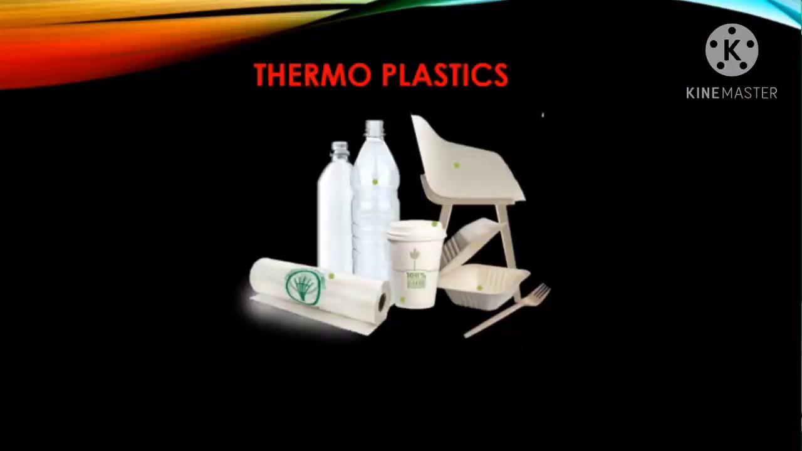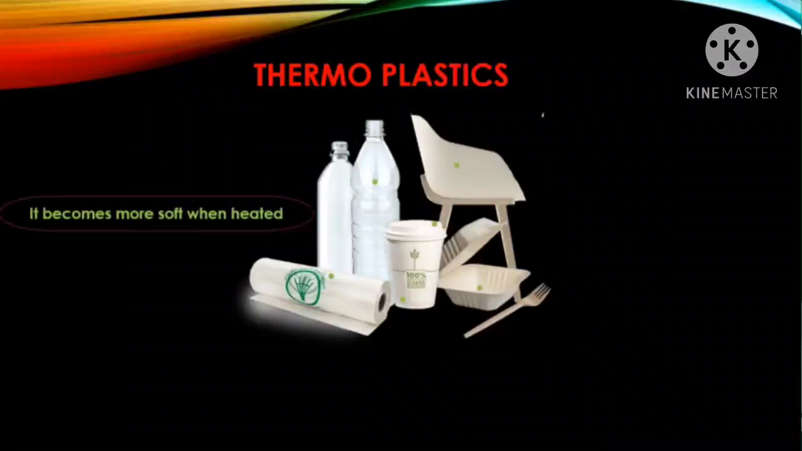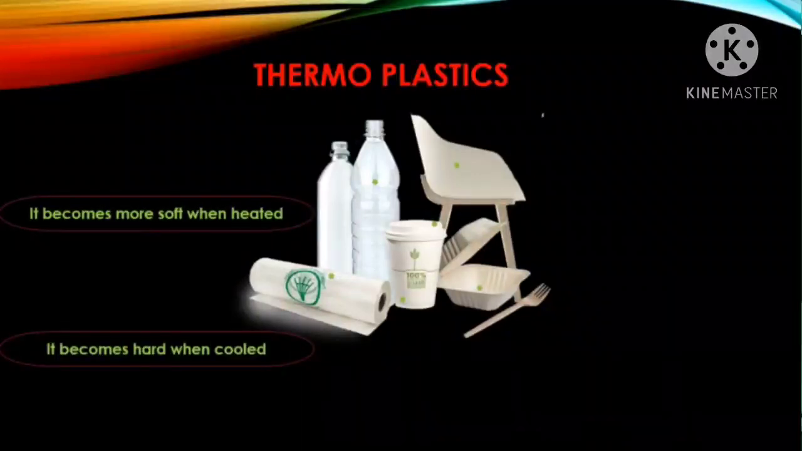Thermoplastic is a material, usually plastic polymer, which becomes more soft when heated and hard when cooled. Thermoplastic materials can be cooled and heated several times without any change in their chemical or mechanical properties. When thermoplastics are heated to their melting point, they melt to be a liquid.